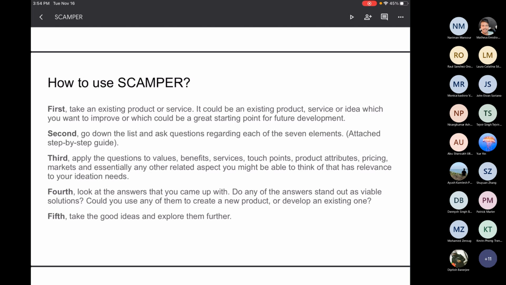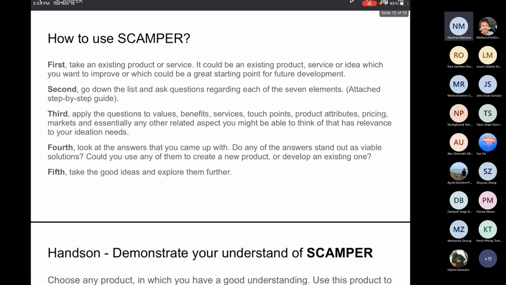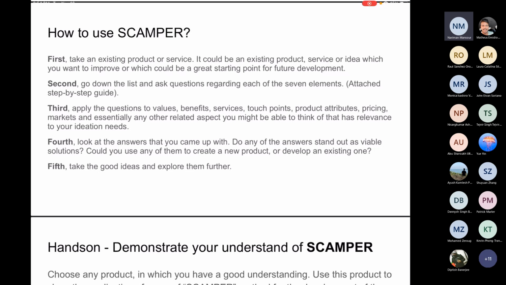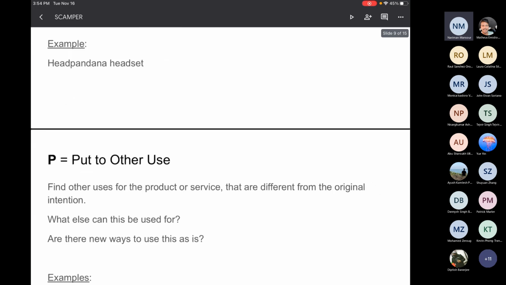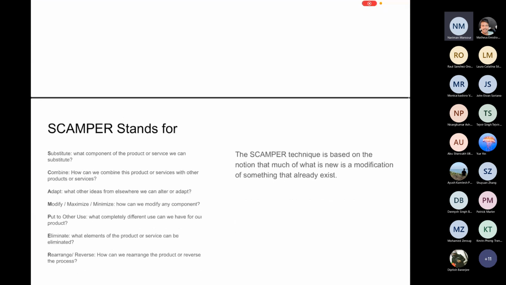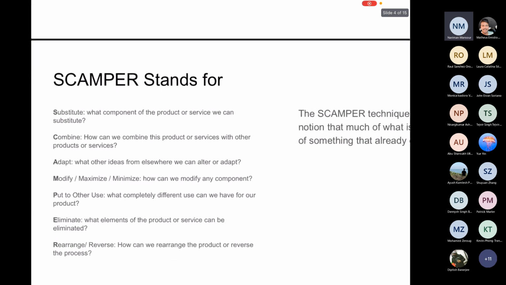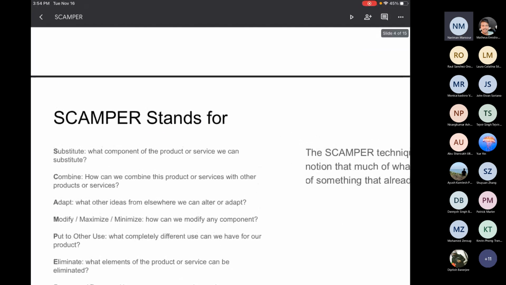Okay. Is it possible we can split into two different groups, Nariman, or should we stick all together? I can send them to breakout rooms, yes, but we need to give them the instructions that you showed. So I'm trying to take screenshots of this slide, how to use SCAMPER. And then maybe if I can have the original slide that shows what SCAMPER stands for, I'll upload them to the chat. Okay, perfect.